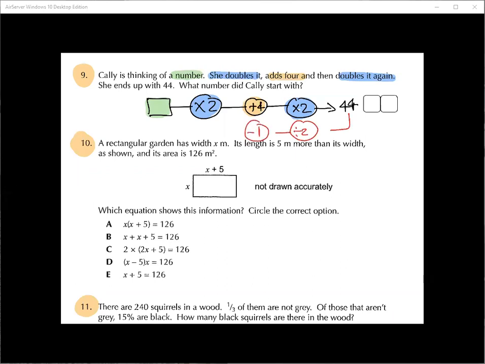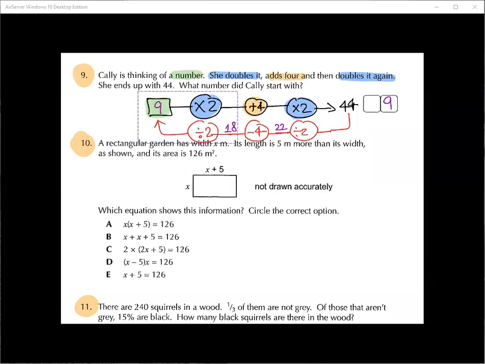So what are you doing to the machine? You're doing the opposite. Excellent. You're reversing the machine, and that will give us our number. So 44, if you divide it by 2, what does that give us? 22. 22 minus 4 gives us? 18. 18 divided by 2 gives us? 9. That's the answer. Done. Well done, Yahya. Excellent.